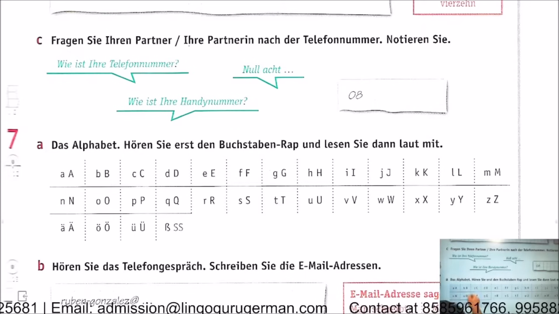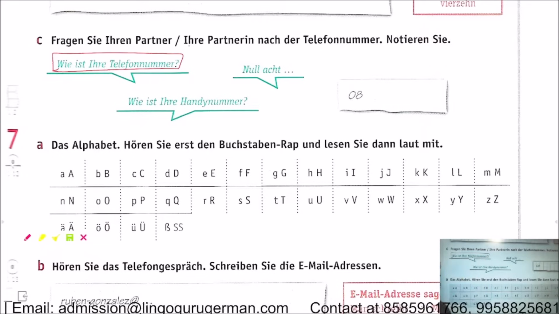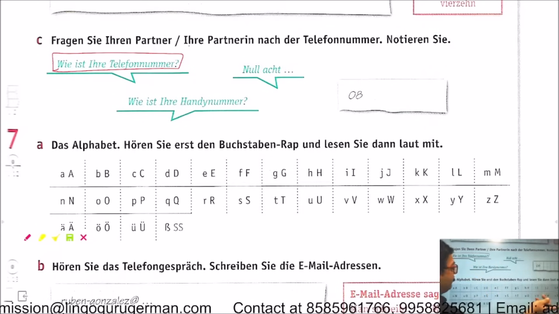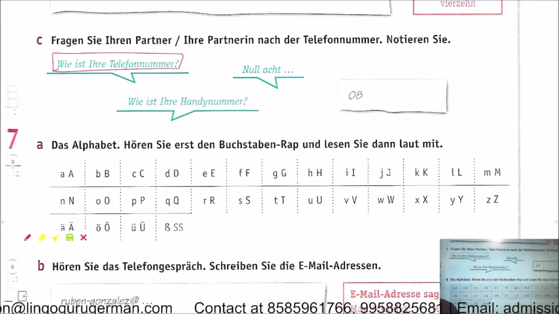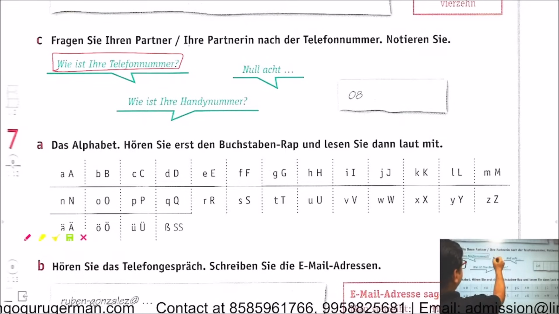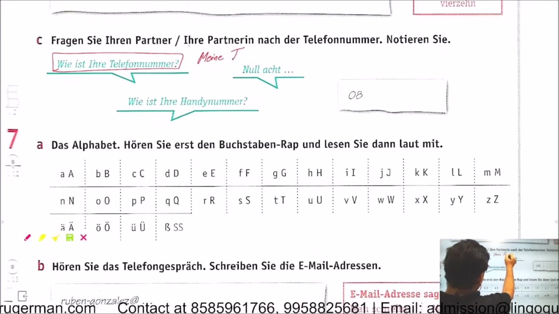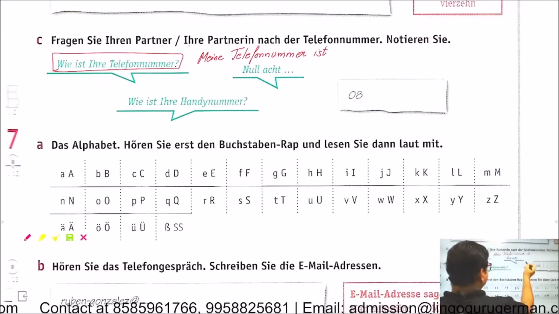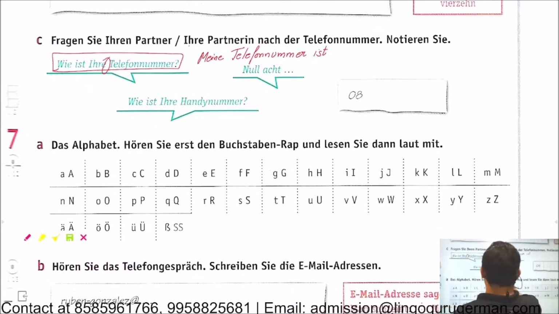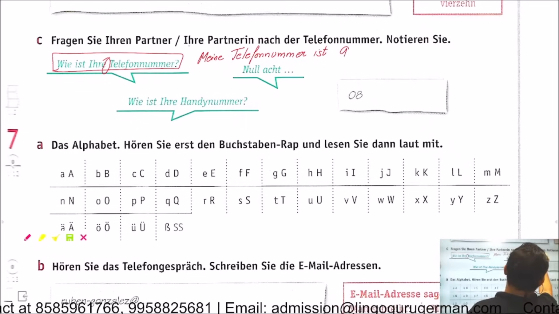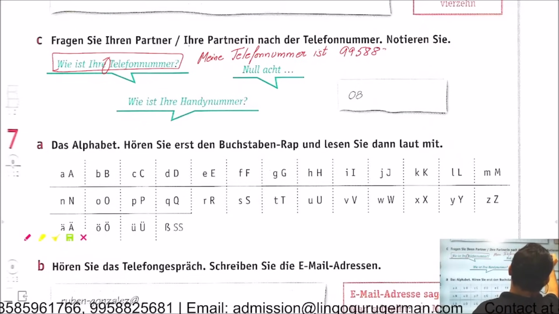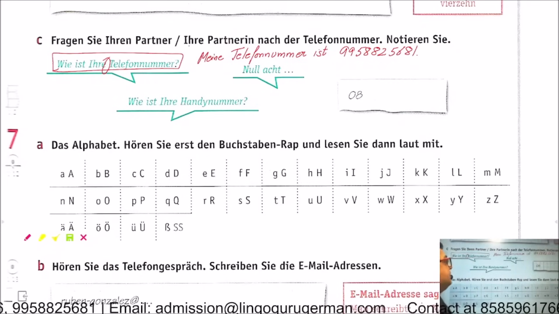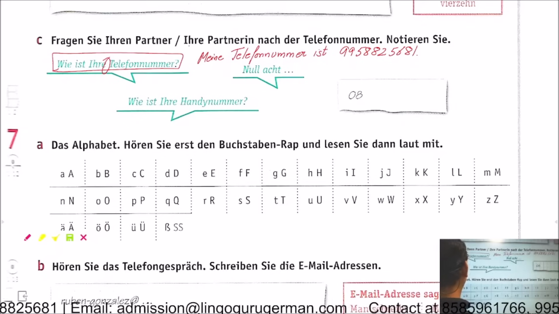Now on this page, what do I see? Wie ist Ihre Telefonnummer? This Ihre is "your", which is a formal possessive pronoun. We are going to cover it in the third chapter. Wie ist Ihre Telefonnummer? What is your telephone number? And how do I say: Meine Telefonnummer ist 99 58 82 56 81. Because telephone number comes under the feminine category, it is meine. This is how we say that.